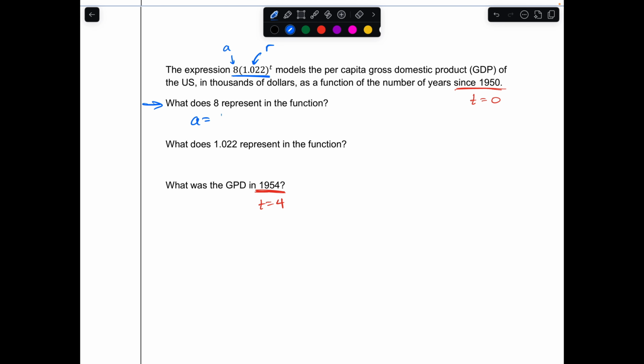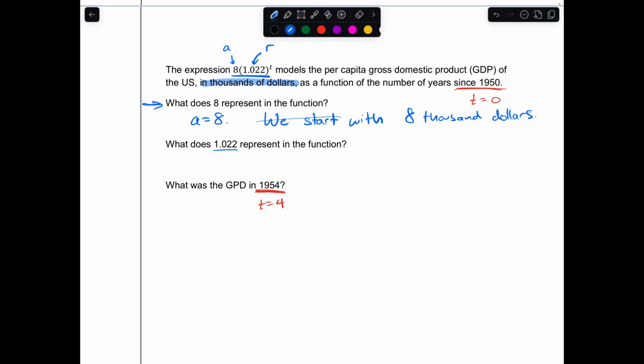So 8 is our A value. That's our starting value. That means we start with 8. Is that $8? Oh wait, no, it's not because it's measured in thousands of dollars. So $8,000. Really, I should probably be more specific. I would probably accept this, but instead of we start with, it should say the per capita GDP of the United States was $8,000 in 1950. But as long as you can communicate that's your starting point, that's good.